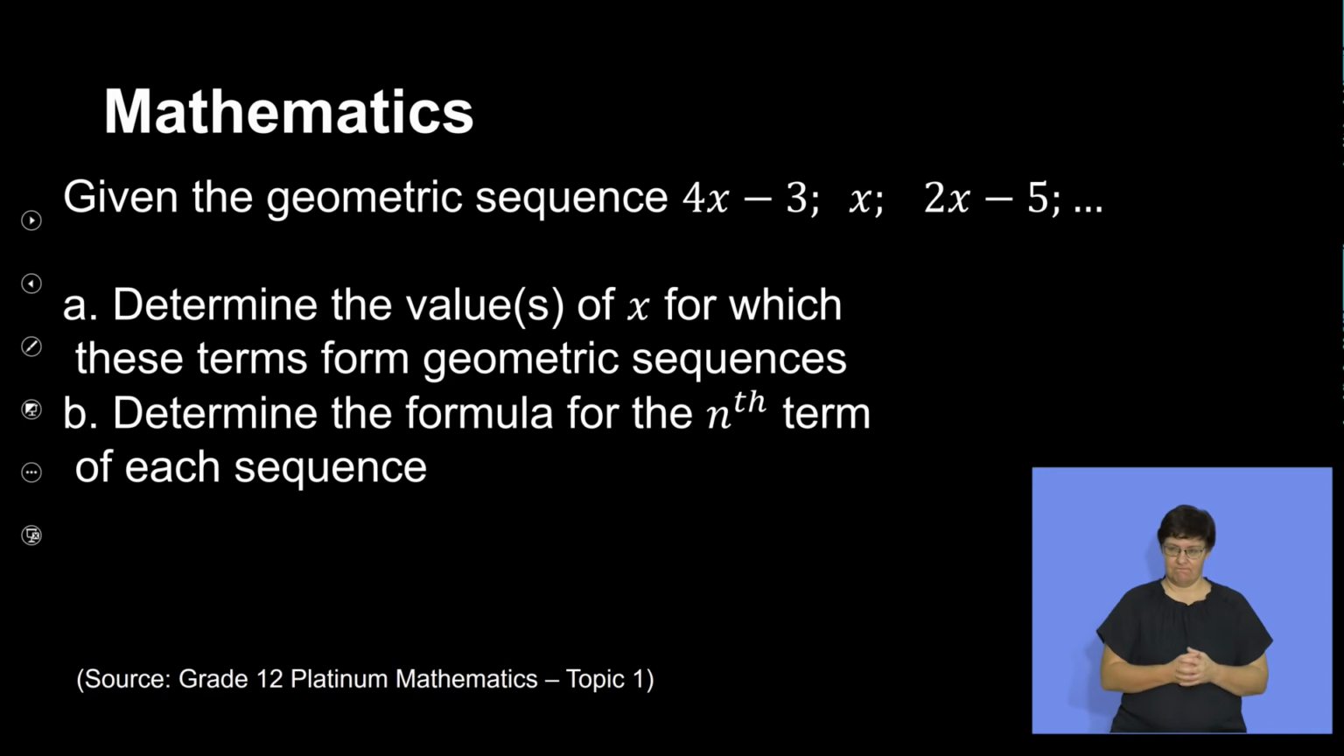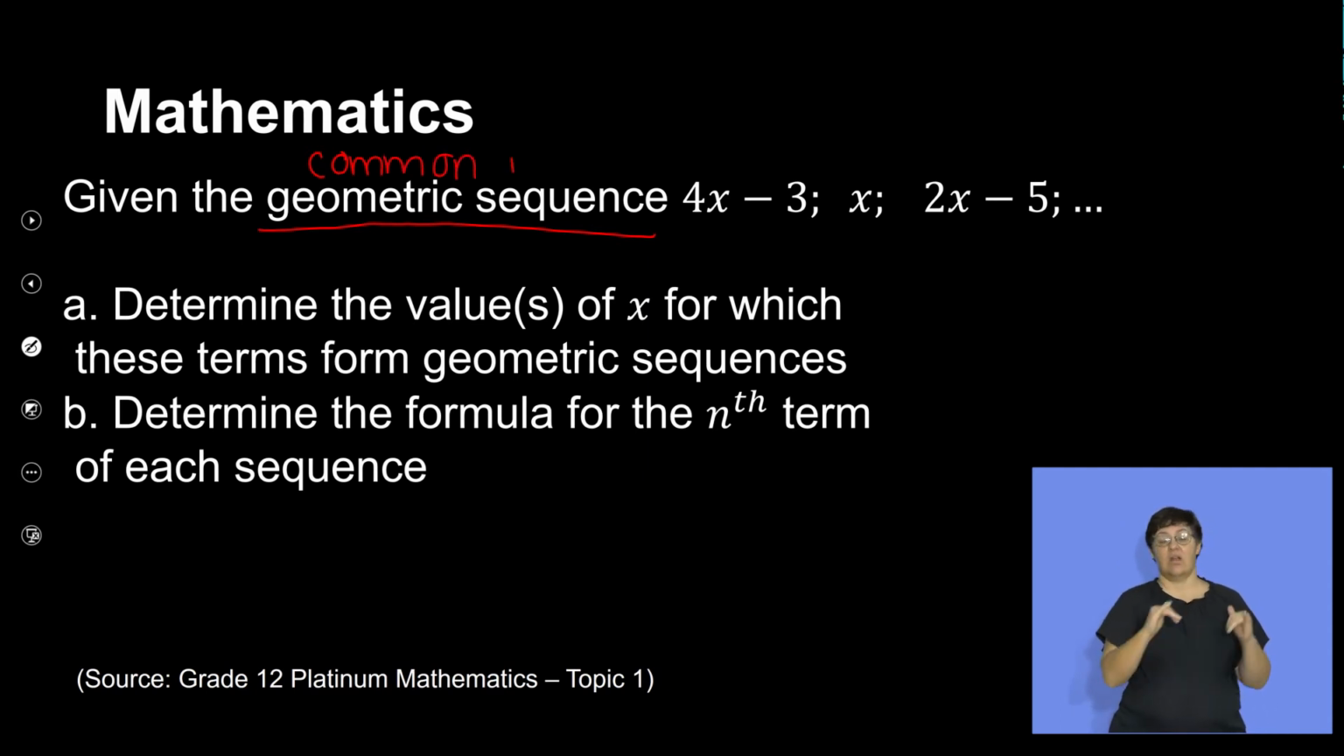So, guys, we have been given the geometric sequence 4x minus 3, x, 2x minus 5. Just something that I want to highlight right at the beginning is I've been told that it is a geometric sequence. So when I've been told that it is a geometric sequence, I know that there has to be a common ratio involved, because we know that is the main property of a geometric sequence.